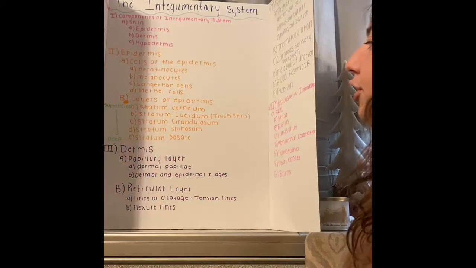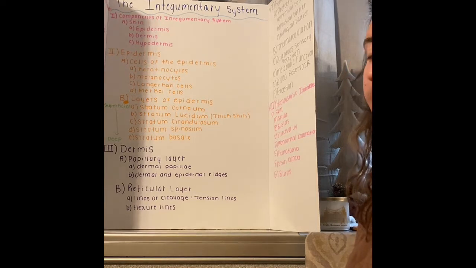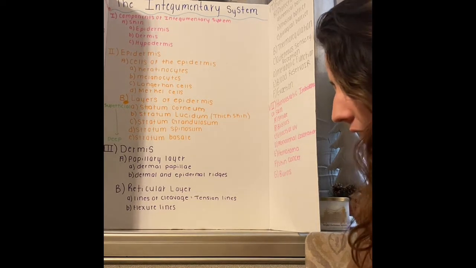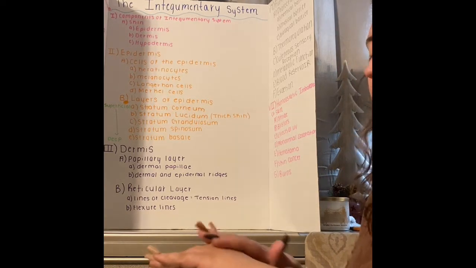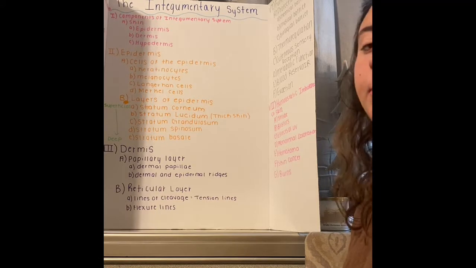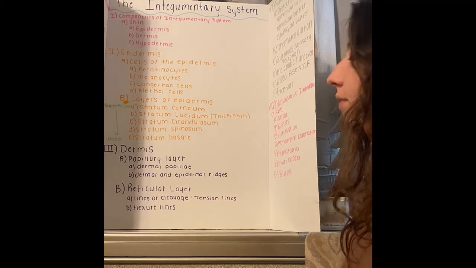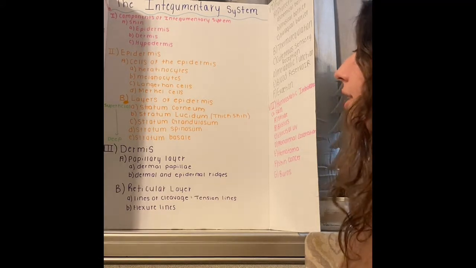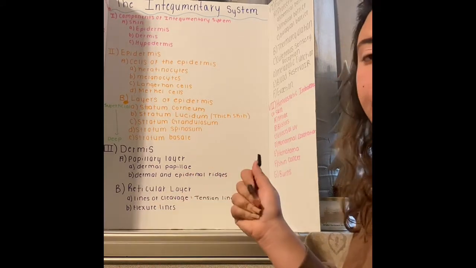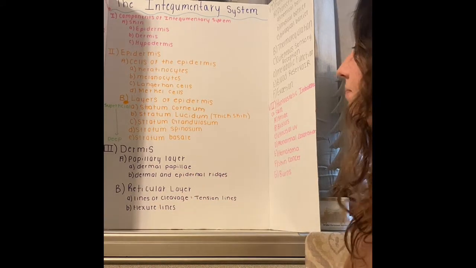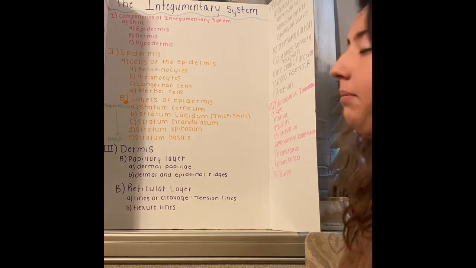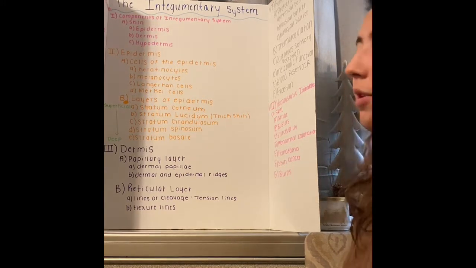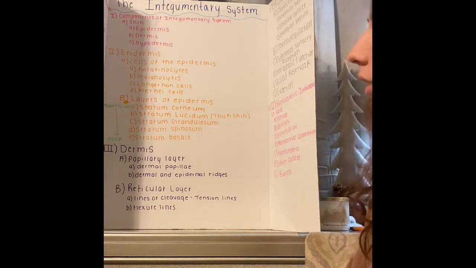When you get into the epidermis, we actually have layers. I'm going to go from superficial to deep. So first we have our stratum corneum, which is the first layer, the most superficial layer. We have our stratum lucidum, which you only find in thick skin. Thick skin can be found in the palms of your hands and the soles of your feet. We have stratum granulosum, stratum spinosum, and stratum basale, which is the deepest layer.